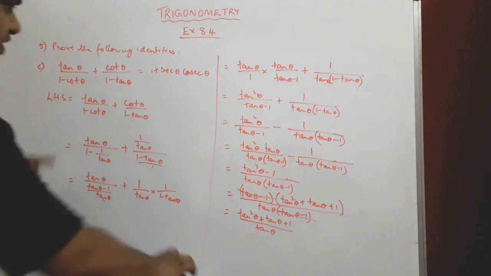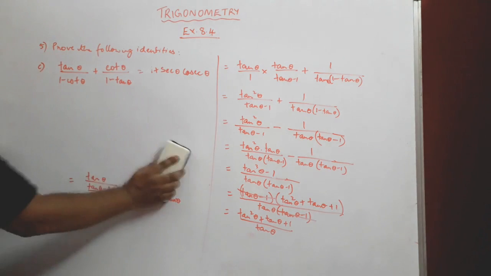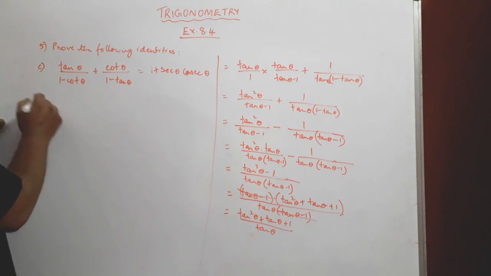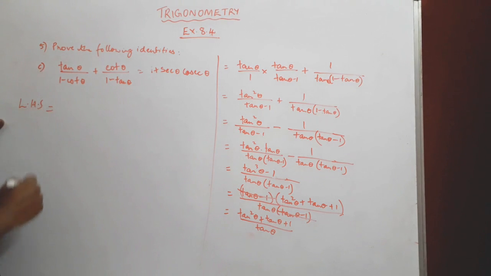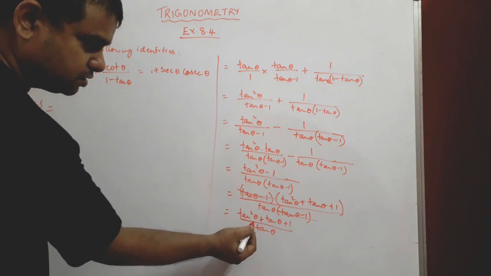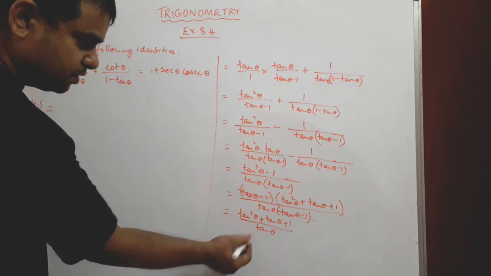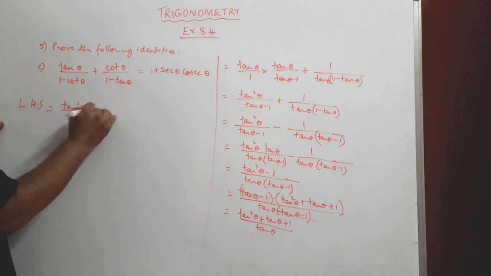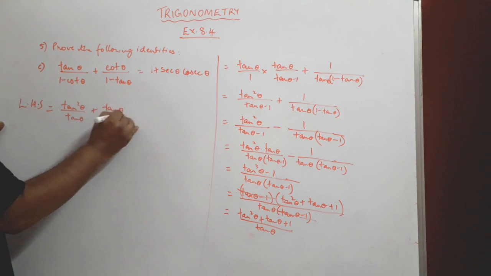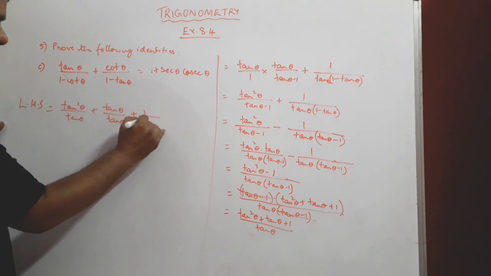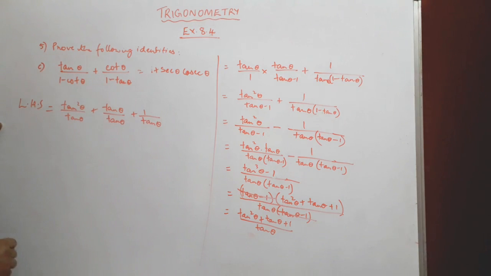I'll erase this left hand side and I'll continue the problem here. Left hand side then, set it here. Now we can individually separate them out, this way: tan square theta upon tan theta plus tan theta upon tan theta plus 1 upon tan theta.